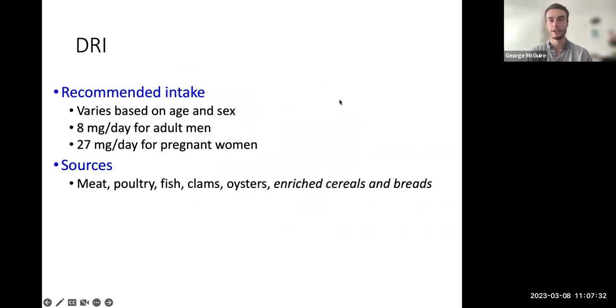So the DRI for iron is going to vary greatly on these factors that we talked about a lot throughout this class that affect your daily recommended intake. So age and sex are going to play a role, as well as pregnancy. Right? So anything where you're creating a new organism is going to require a lot of these things. And females in general are recommended a higher amount. So for adult men, the recommended intake is 8 milligrams a day, whereas you can see a pregnant woman is more than 3 times that amount, right? 27 milligrams a day. We can get this from lots of sources again, lots of meats and enriched grains.